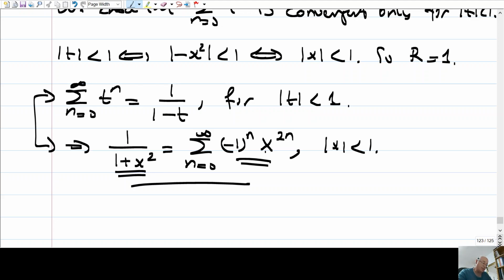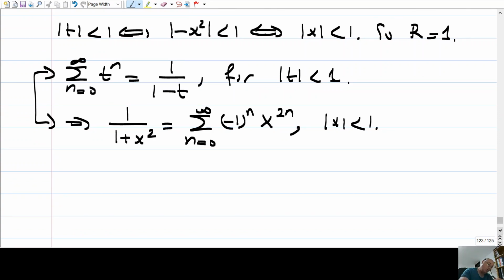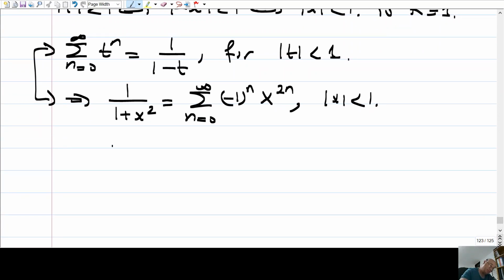However, if you plug x equals 1 here, then of course this is divergent. So this equation is not true if x equals 1 or minus 1. And it is not clear as this one, because here you can't really plug t equals 1. However, if you think complex numbers, actually the picture is more clear.